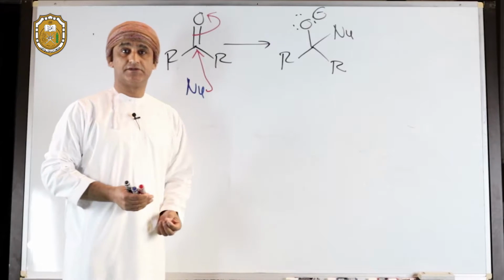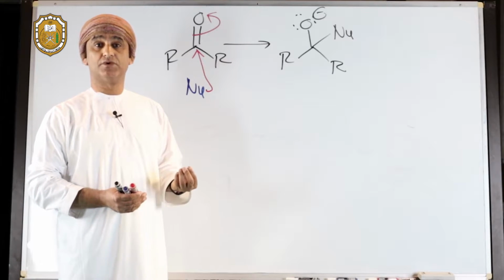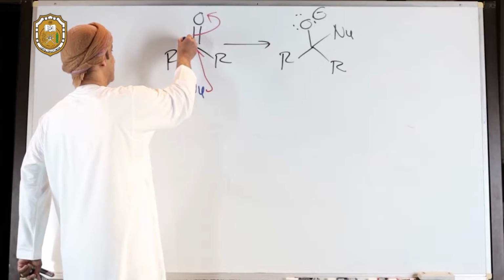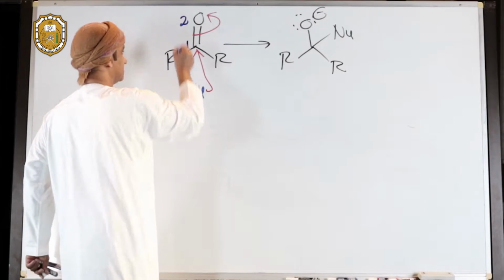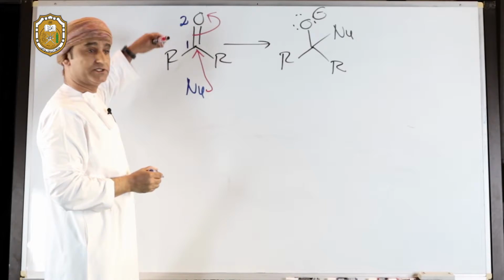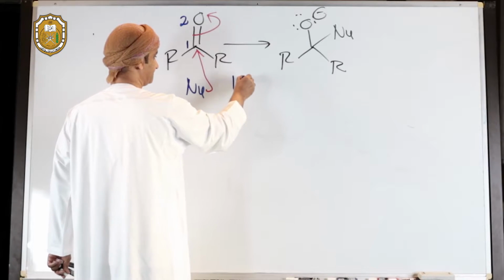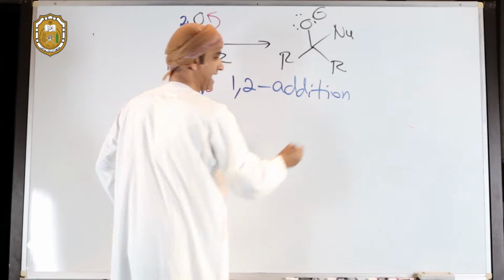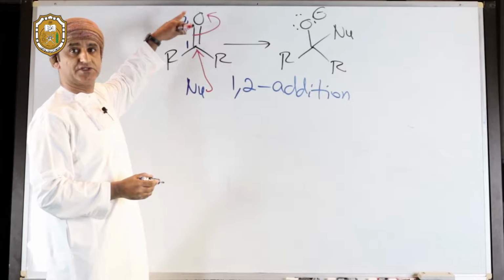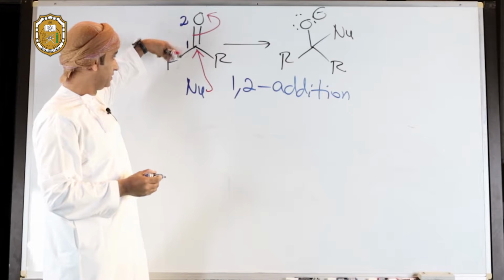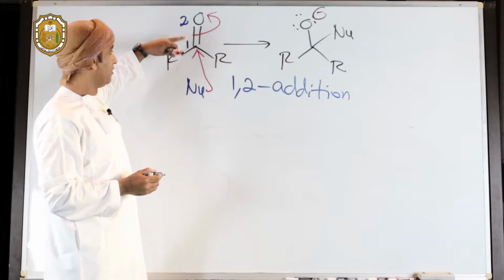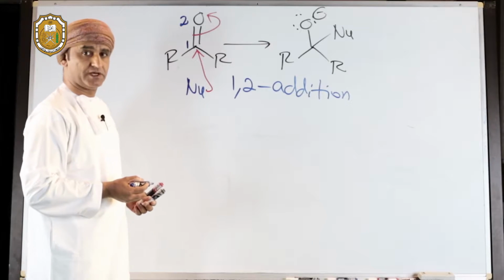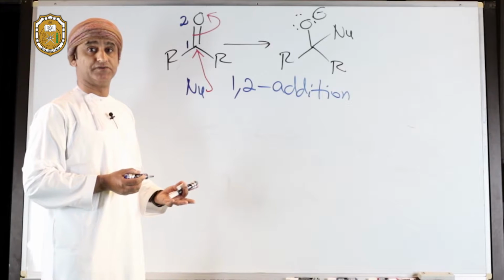This nucleophilic addition reaction can also be described as 1,2 addition. If we give this atom, the carbon of the carbonyl group, number 1 and oxygen is number 2, therefore this nucleophilic addition reaction is also described as 1,2 addition, because it takes place over these two atoms, or the double bond formed by the two atoms, carbon and oxygen. So this is a 1,2 addition reaction. It's a nucleophilic addition reaction, obviously.